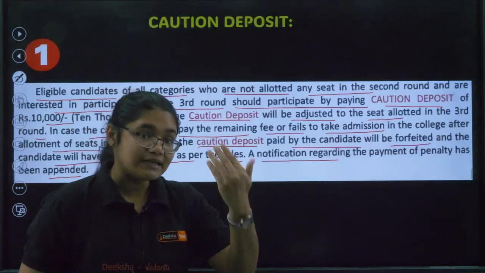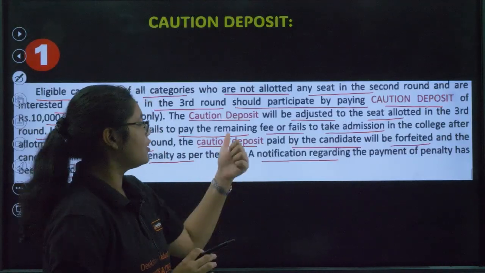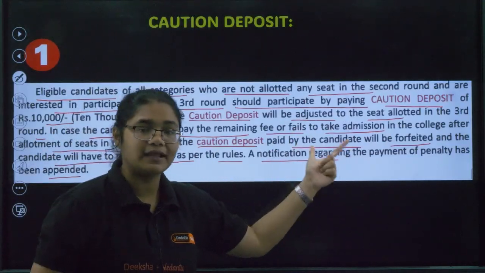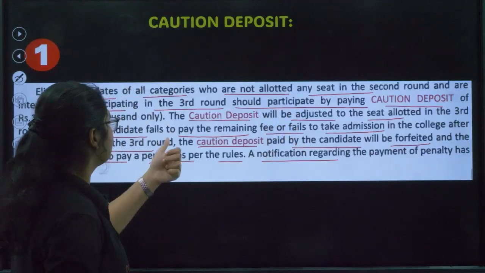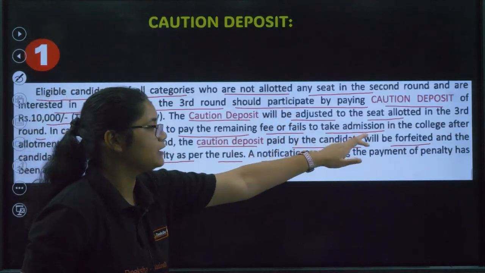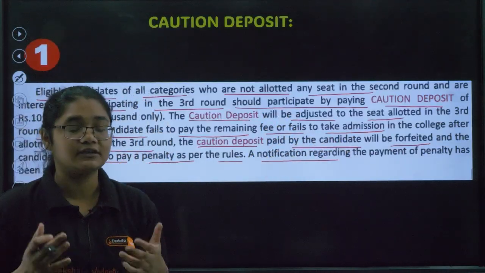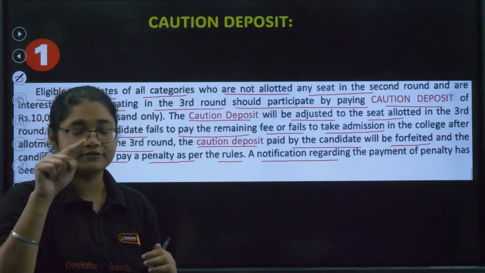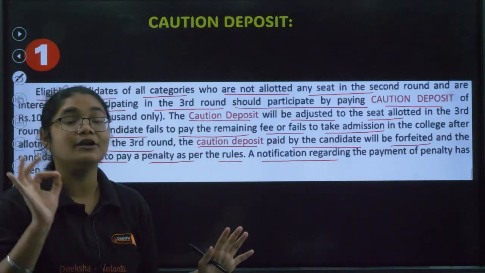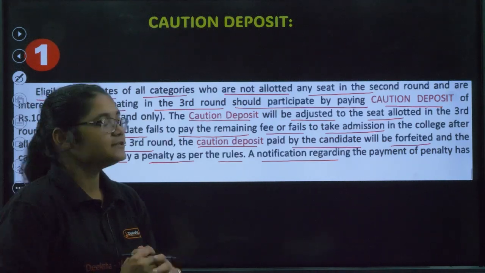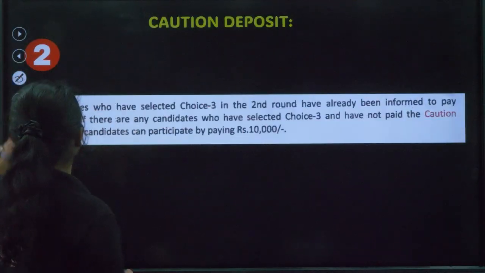But if the seat is allotted to you and you did not take the admission or you did not pay the remaining fee or you do not take the admission in the college after the round 3 allotment, then that 10,000 rupees will be forfeited. It will not be refunded. Okay, so that is the first rule. Let's see the second rule.